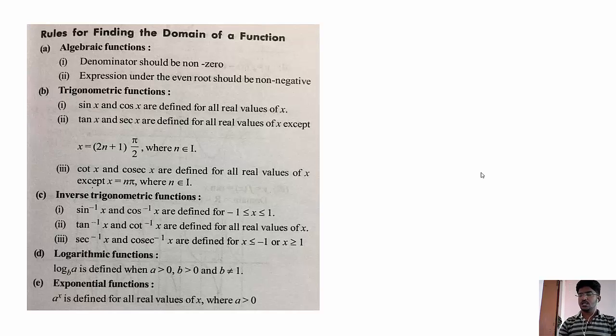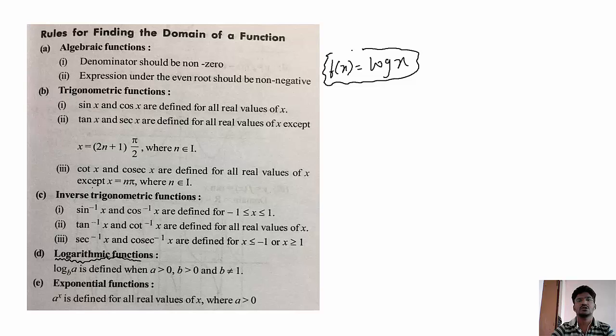Okay, students. Now let us continue with the logarithmic function. We have already seen sin inverse x, cos inverse x, tan inverse x, cot inverse x, sec inverse x, and cosec inverse x. Now let us move to the logarithmic function. Clear? So what is a log function? A log function is defined as f of x equal to log x. This is the natural log function. But usually we write it in the form of log of a to the base b. B is called the base and a is called the index. Clear?